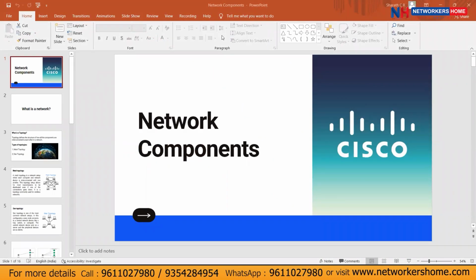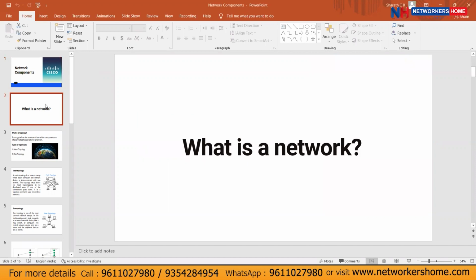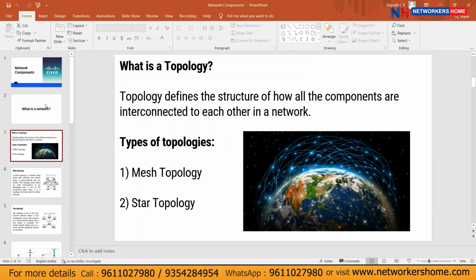And yesterday, what did we discuss? We discussed network components. So our first topic was, what is a network? What is a network? Connection between two or more nodes. Okay. Connection or communication between two or more nodes.